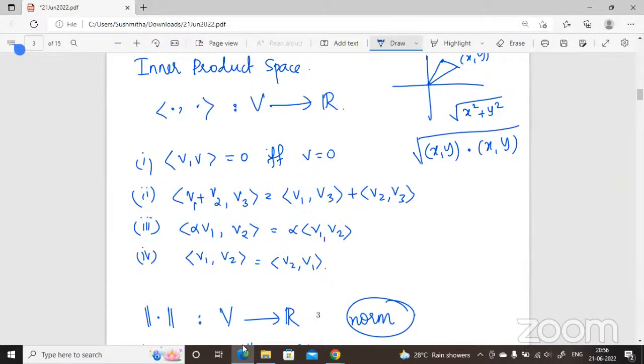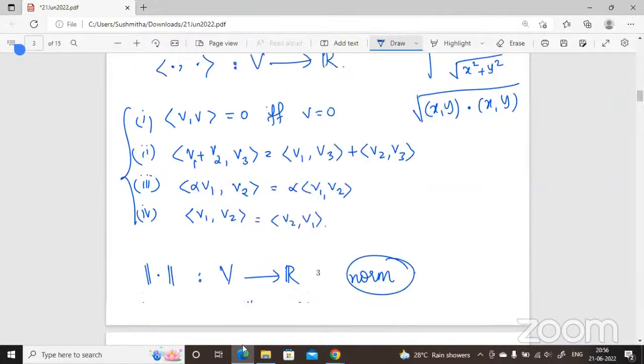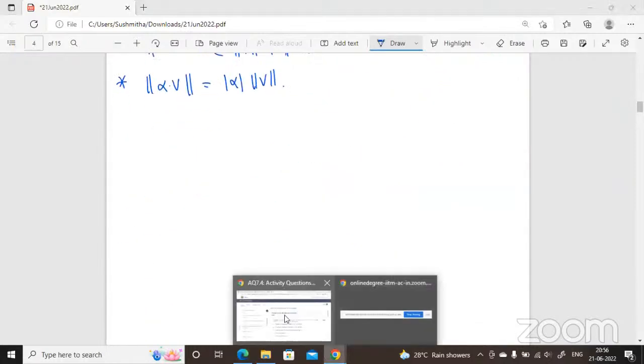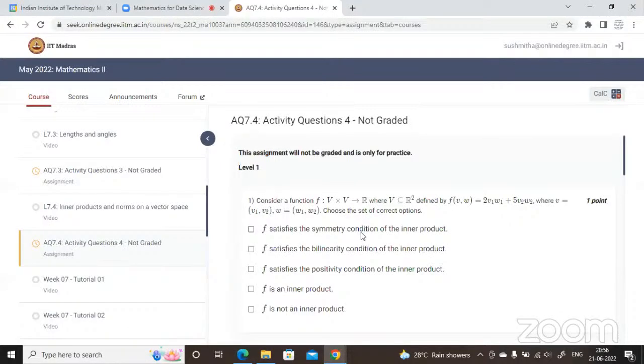Okay. An inner product is nothing but a function from a vector space to R satisfying these four conditions. If you want to check whether a function is an inner product or not, you have to check whether each of the conditions is satisfied. Even if one is not satisfied, it's not going to be an inner product. So maybe we'll take an example. Is this an inner product?